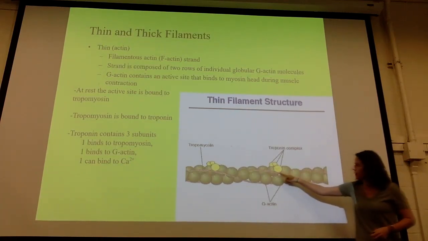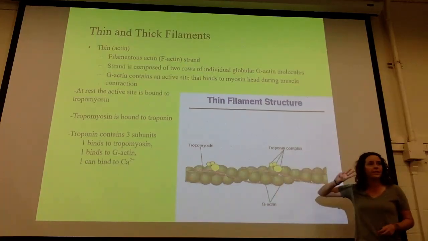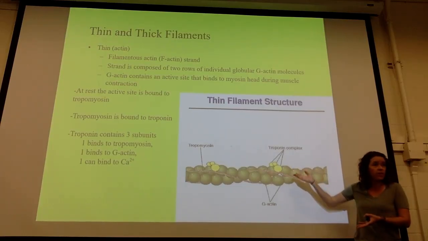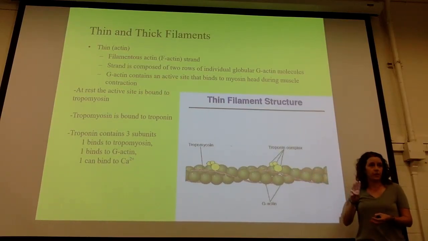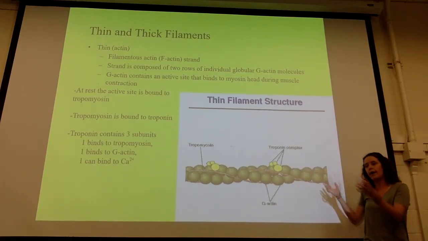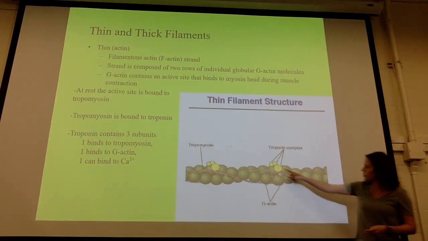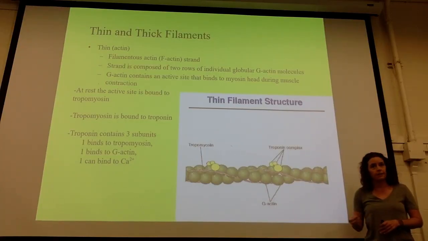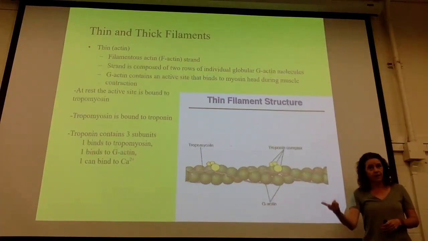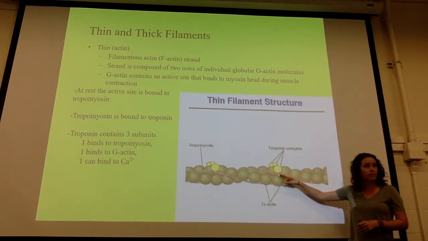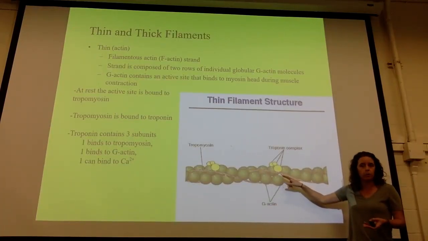Now, if we look at troponin, troponin has three subunits. So this is the troponin complex here. But we can see there's three little balls. So there's three pieces to it. Each piece has its own special purpose, and this makes sense when we think about how actin works. So the three subunits, one subunit binds to the tropomyosin. This makes sense because troponin is what holds tropomyosin in place. So it would make sense that one of the pieces binds to tropomyosin.